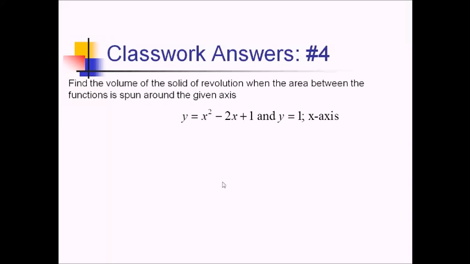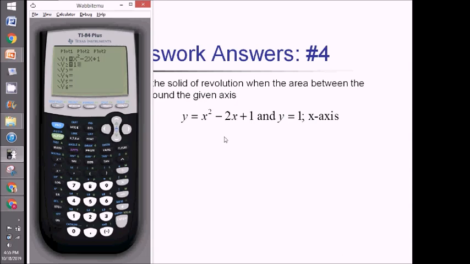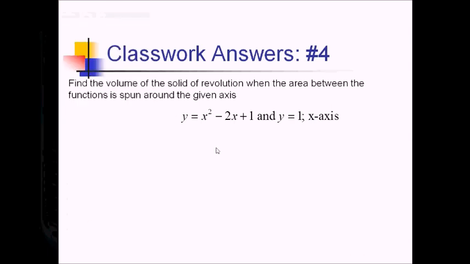For this problem, I want to take the area between this parabola and y equals 1 and revolve it around the x-axis. Let me start by actually graphing this out to see what I'm dealing with. So I've got my two functions here entered in my y equals. Let me do zoom 6 to see essentially what this looks like. So there's the parabola, there's the line. So I just want this area in here. And if you zoom in, this is a closer look at what it actually looks like.